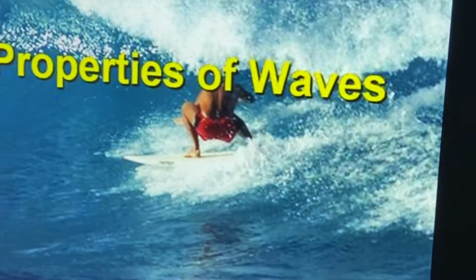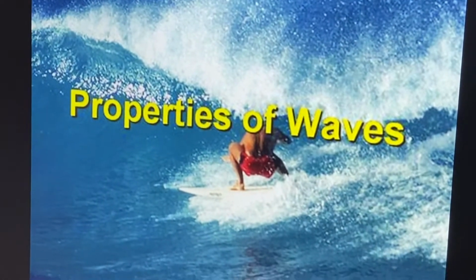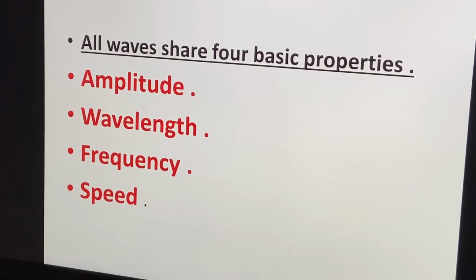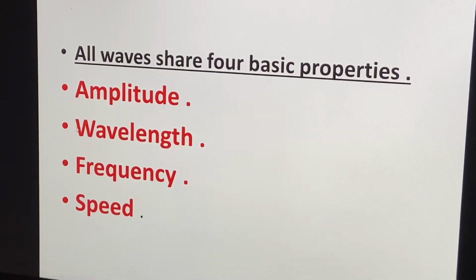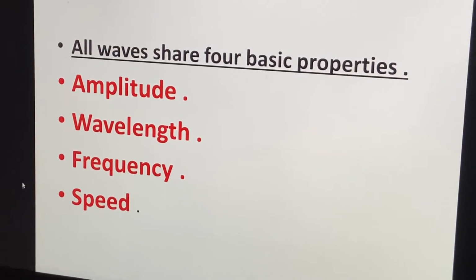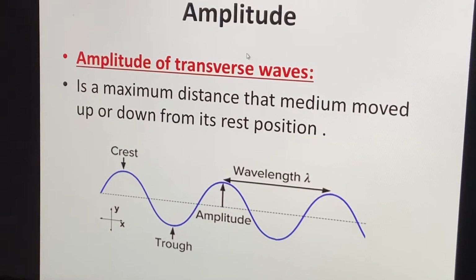Good morning, everyone. Today we're going to talk about the properties of waves. We all know that all types of waves have four basic properties: the first one, the amplitude, the wavelength, frequency, and the last but not least, speed. Let's now talk about each one in detail.